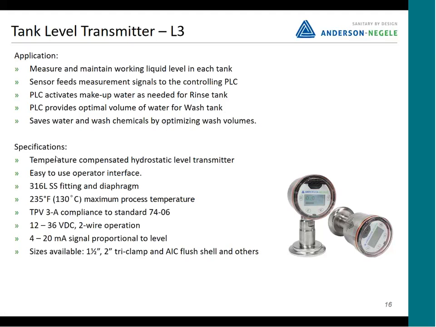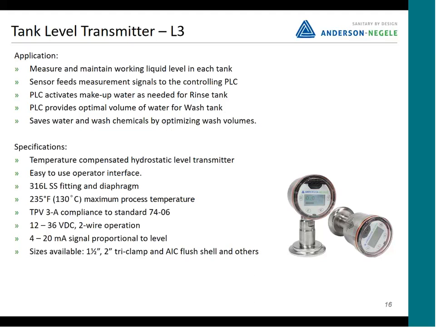All right. Down below, if someone wanted to say, well, how do I know that this level transmitter, and by the way, it's the L3, which we've talked about before, is suitable for this process? Is it 3A? Is it going to withstand the temperature? Does it have a signal that my CIP system is going to accept? That's where we're listing the specifications out here, basically saying, yep, it is a suitable instrument for a CIP process.